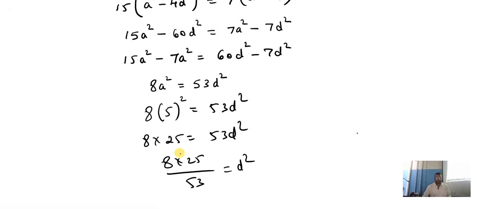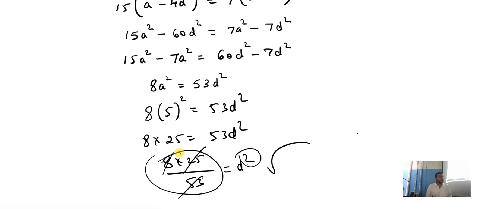As we can see, 8 will not divide by 53, and 25 is also not divisible by 53. So we are getting the answer in fraction. The second thing is we don't get a perfect square root either, because this is the D square answer. We want the D value, so we have to shift the square to the other side and it becomes a square root.